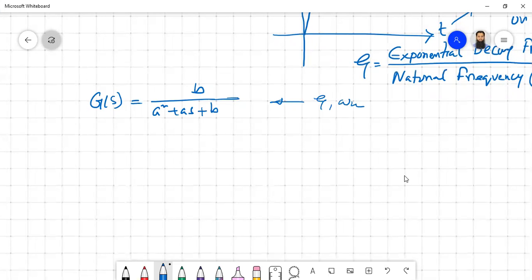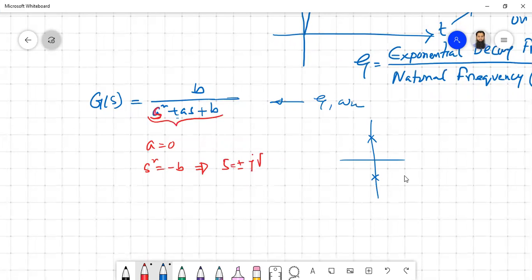Without damping, the pole location will always be on the j omega axis. If there is no damping, there should be a pure oscillation, and pure oscillation is only possible if your poles are there. So from the denominator especially, what condition should we have? We should have a equal to 0. Sorry, I should have s squared plus a s plus b. If a is equal to 0, then you have s squared equal to minus b, so s equals plus or minus j root b.